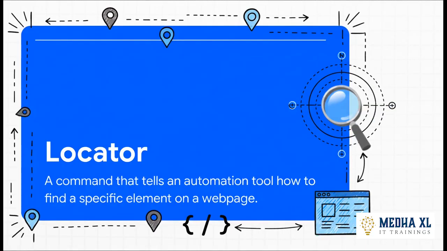And the answer is something called a locator. Honestly, the best way to think about it is like GPS coordinates for the web. A locator is just a super precise address that you give your script. You're basically saying, hey, go to these exact coordinates in the HTML, and that's where you'll find the button you need to click. Without good locators, your script is totally lost.